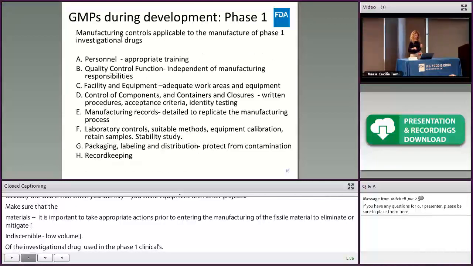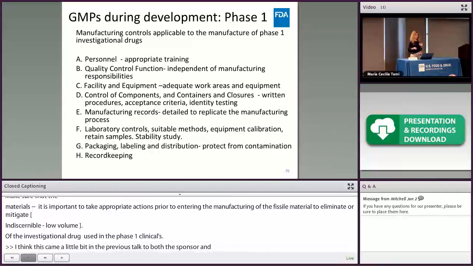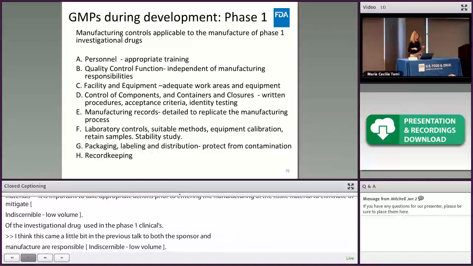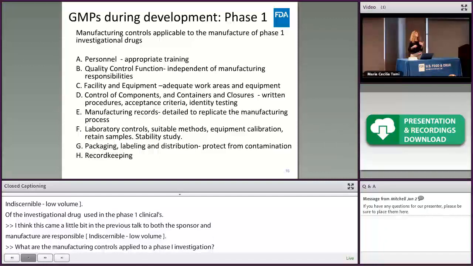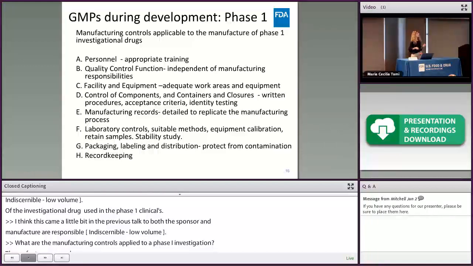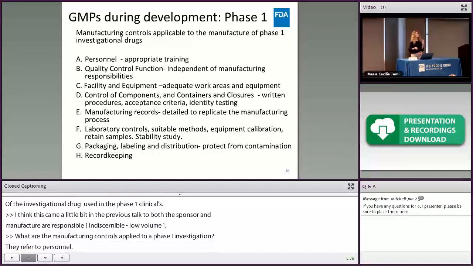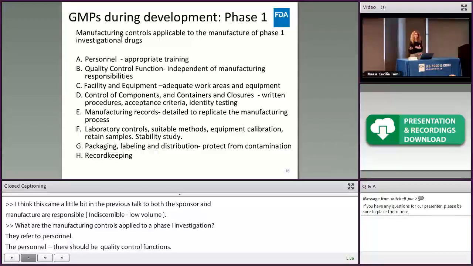So what are the manufacturing controls that apply to a phase 1 investigational drug? They refer to personnel. The personnel has to be sufficiently trained to perform the activities that they have to. There should be quality control functions, and these functions should be clearly written, and the responsibilities should be separate from manufacturing. The person or the group of persons that determine the release of a lot should not be the same that manufacture the lot.